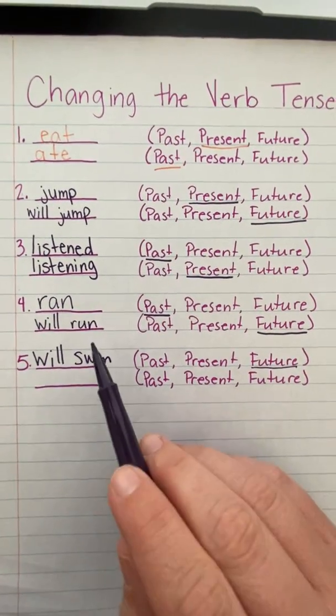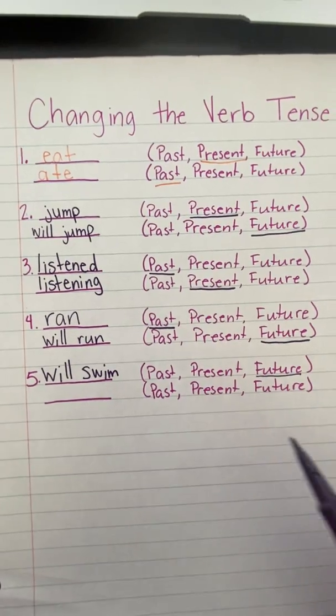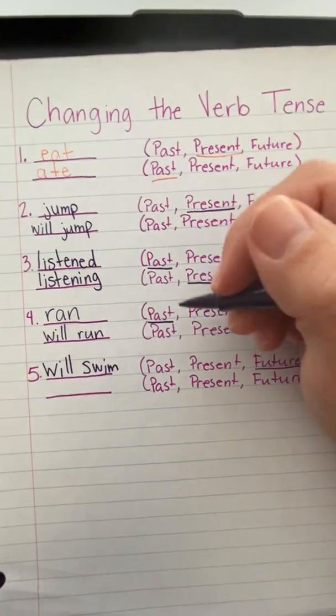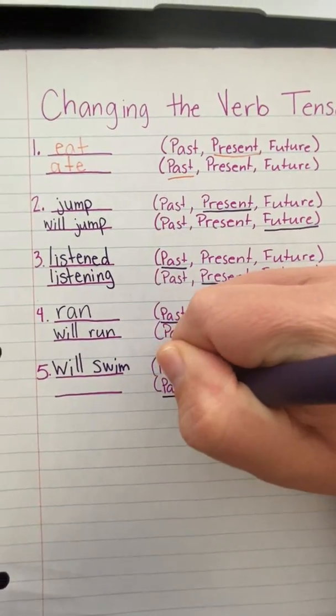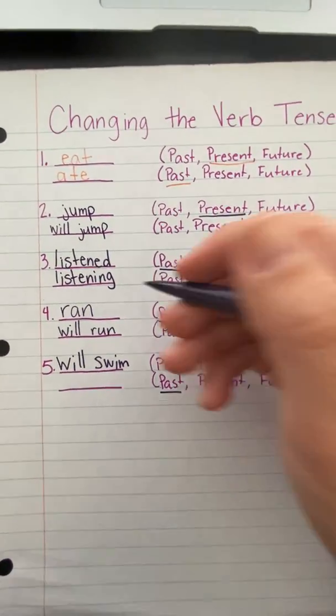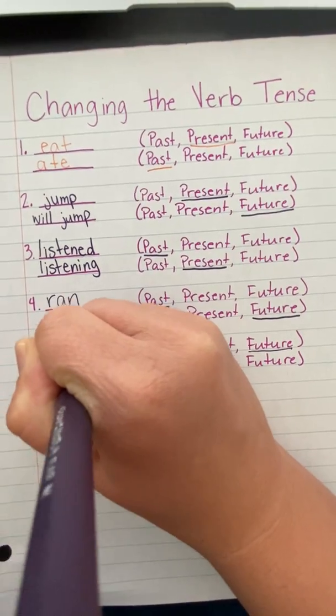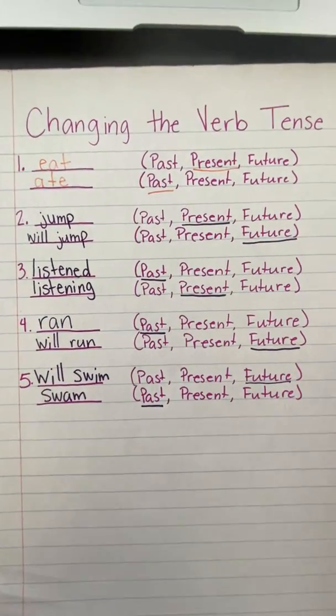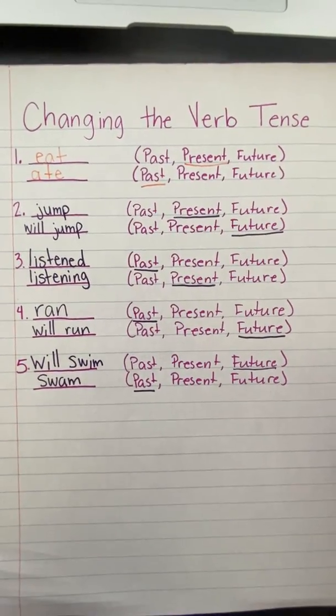swam. So swim is one of those irregular verbs. So I'm going to challenge myself and change it to past tense. And I'm going to say yesterday I swam. So this is one of those crazy verbs that just doesn't follow those rules.